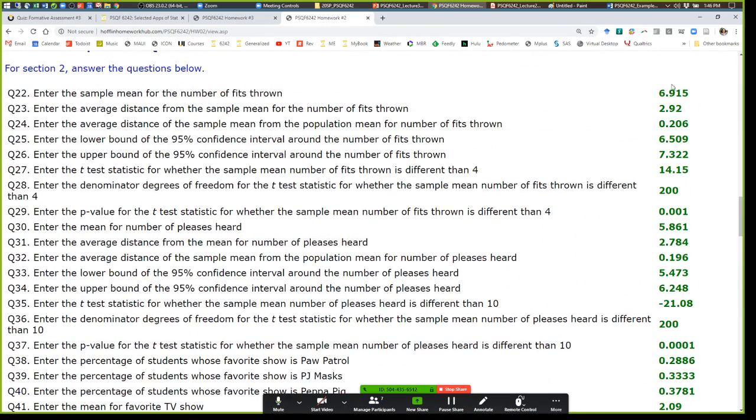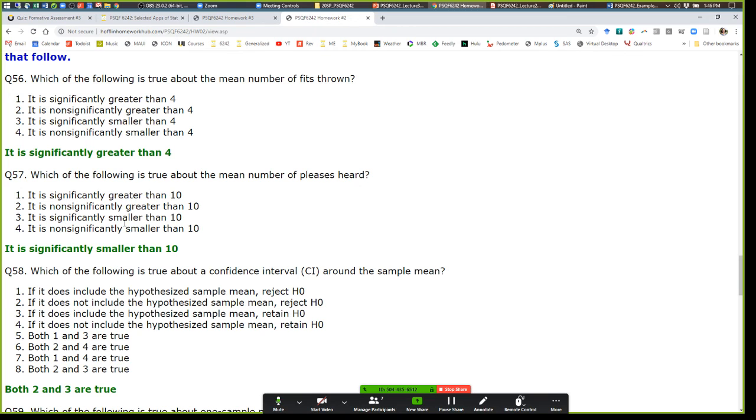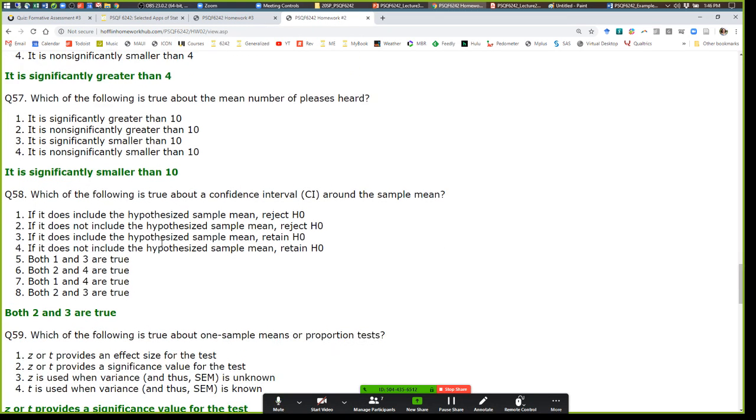So let me find, for instance, number of fits, almost 7 fits on average. That's definitely more than 4. And here's the p-value that goes with that from this one. Same thing about pleases heard. It's definitely smaller than 10.